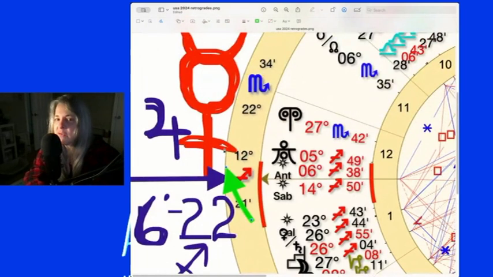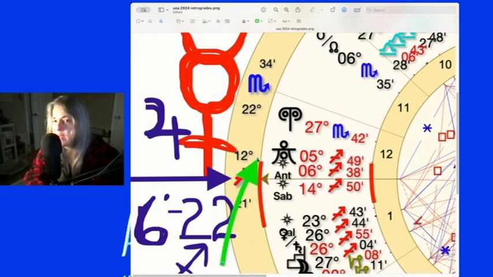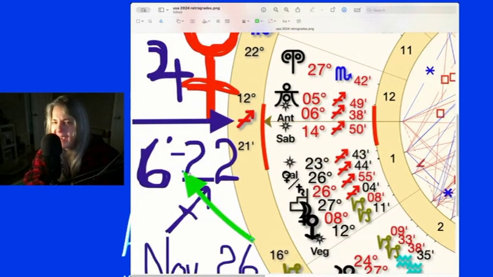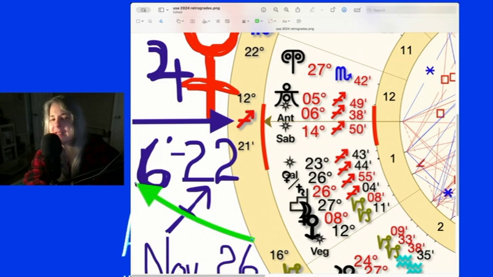And the degrees of the shadow zone are marked right there, right? So it's the 6 degrees of Saggy all the way to the 22 degrees. I have it written here too. I made this chart a couple weeks ago. 6 degrees of Saggy to 22 degrees of Saggy.